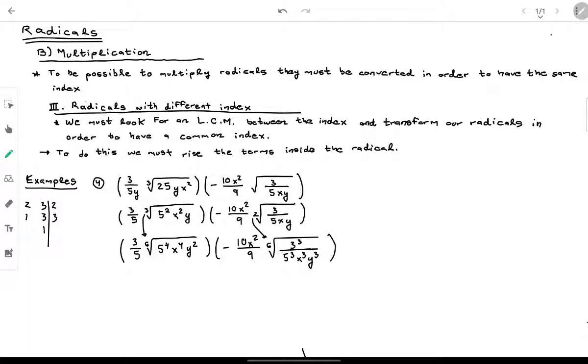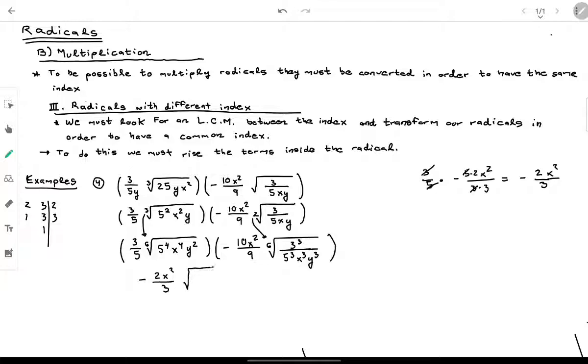So what do we need to do next? We will multiply the coefficients. So we will multiply 3 over 5 that multiplies minus 10x squared over 9. Of course, we can decompose the 10 and the 9. The 10 is going to be 5 times 2. The 9 is going to be 3 times 3. So we can eliminate this 3 with this 3, this 5 with this 5, and our answer is going to be minus 2x squared divided by 3.